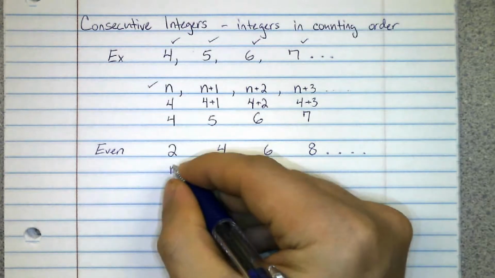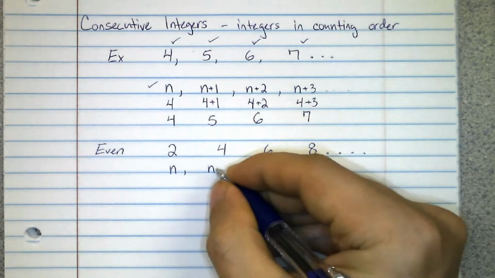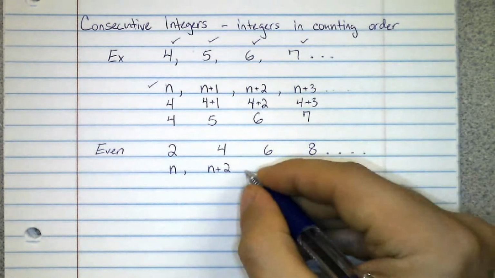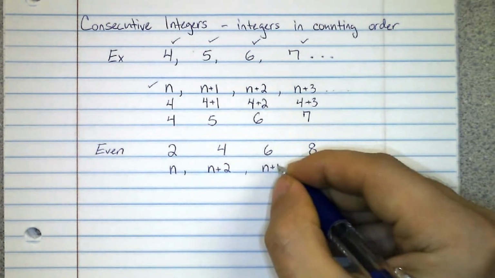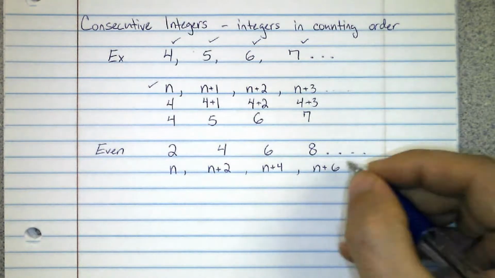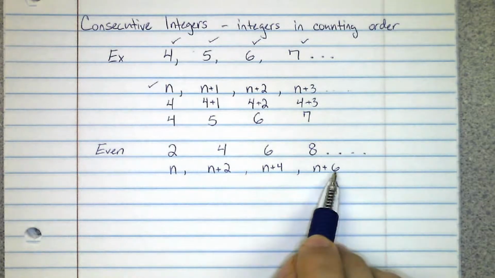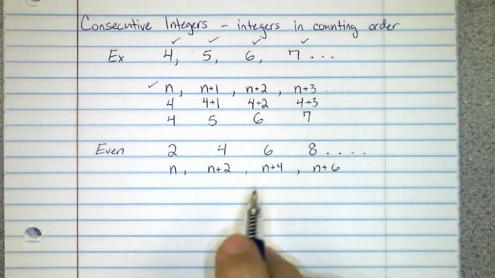The symbols this time, again, we'll start with n, but next we're going to have n plus 2. That'll be followed by n plus 4, and then n plus 6. Notice that the numbers we're increasing n by are going up by 2.